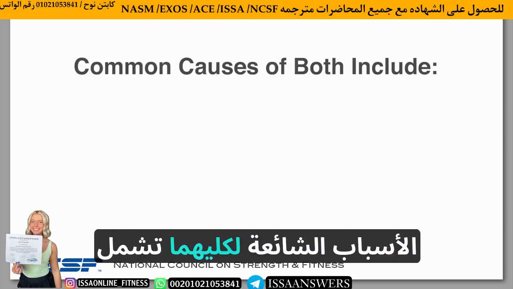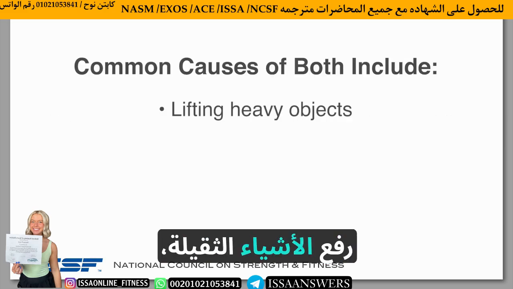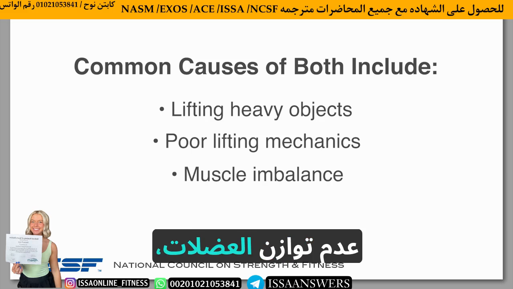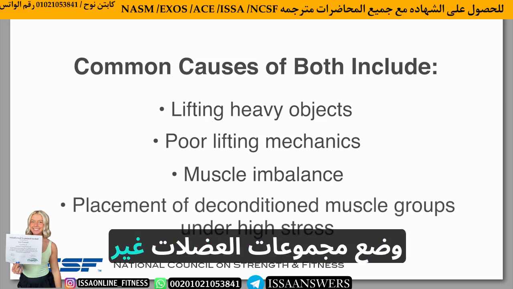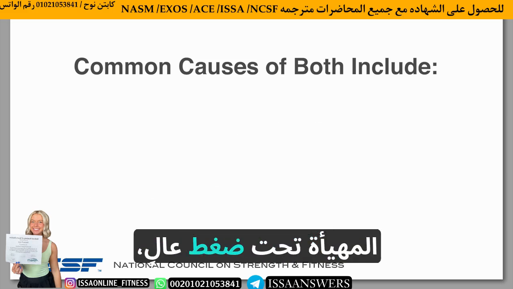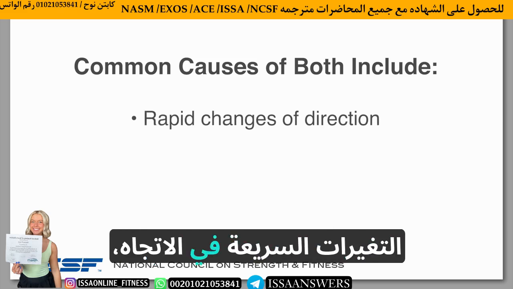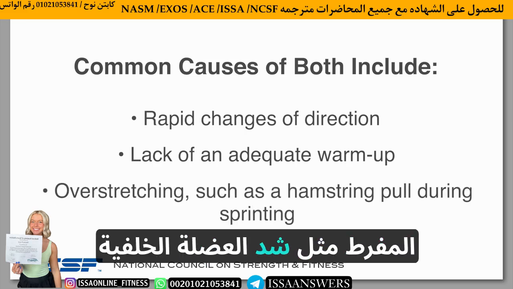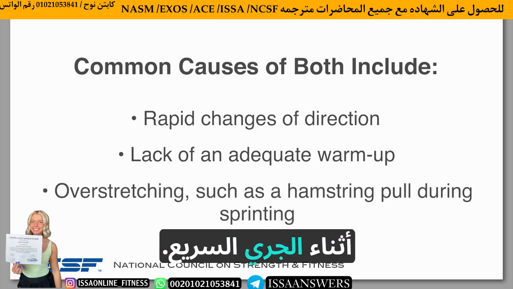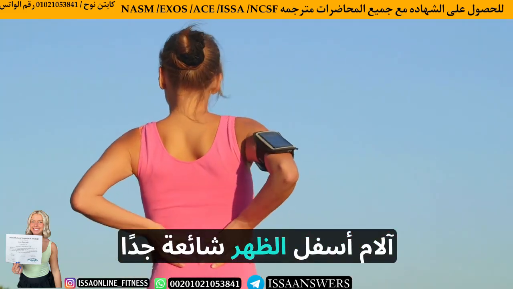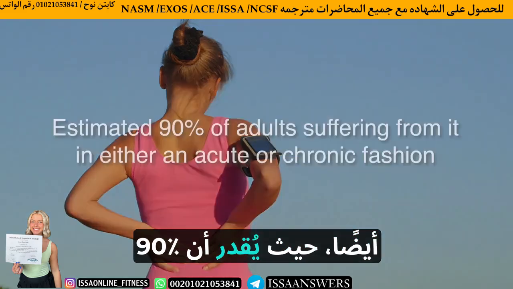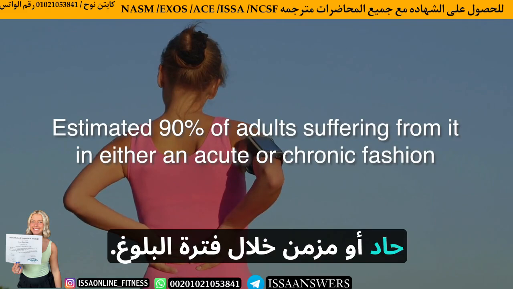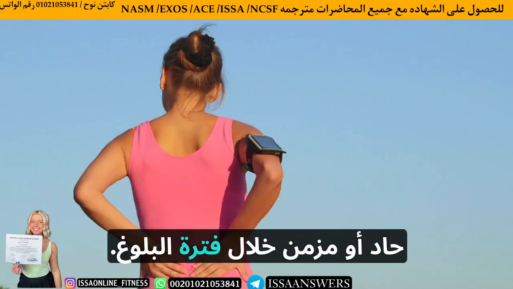Common causes of both include lifting heavy objects, poor lifting mechanics, muscle imbalance, placement of deconditioned muscle groups under high stress, rapid changes of direction, lack of an adequate warm-up, and overstretching, such as a hamstring pull during sprinting. Lower back pain is also very common, with an estimated 90% of adults suffering from it in either an acute or chronic fashion during adulthood.